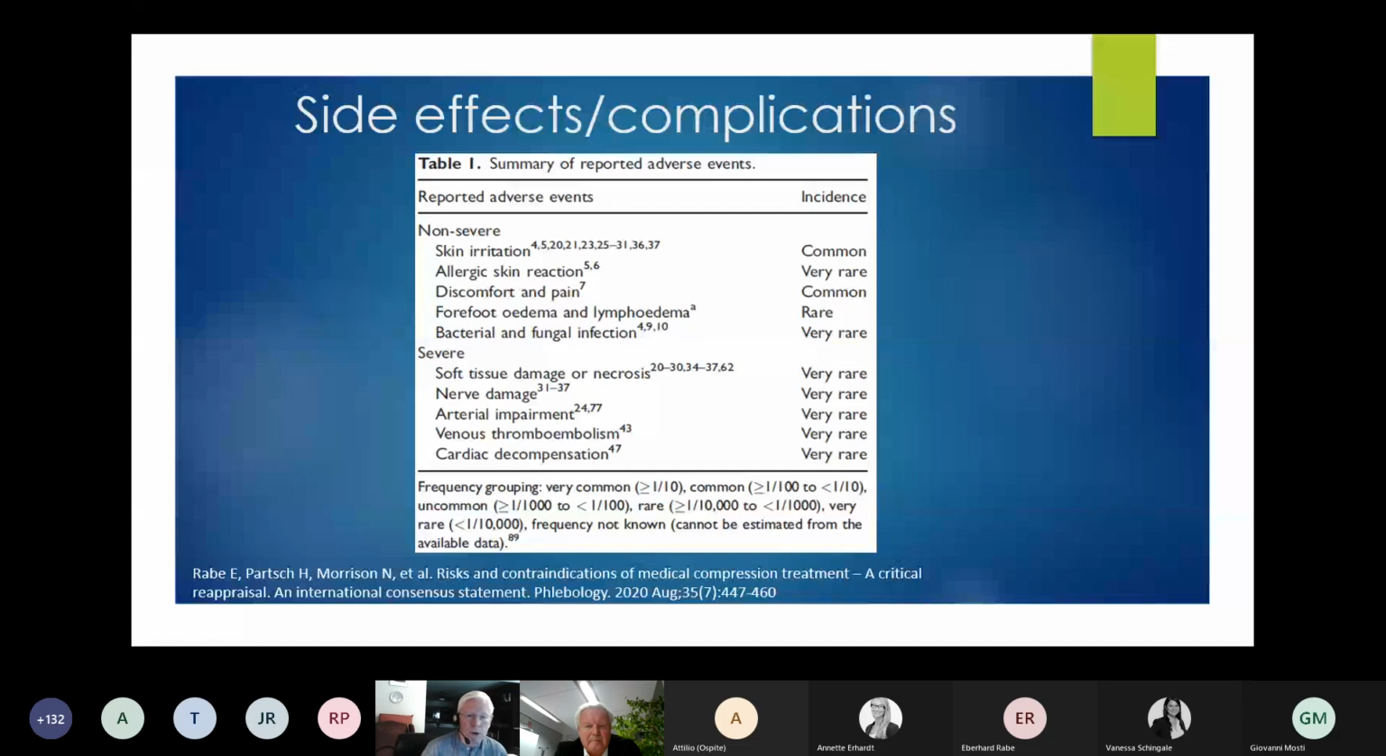Now, these are the side effects and complications that are generally attributed sometimes to compression therapy. And I think it's instructive to look at the bottom to identify and quantitate what is meant by very common, common, uncommon, rare, very rare, and a frequency not known. When I first saw this, it was presented to me by J.J. Gex, and I was surprised that my definitions of very common and common were not according to this calculation. So you can see that skin irritation and discomfort and pain are a common side effect. A rare side effect is distal edema, and then all the others are very rare: allergic reaction, bacterial fungal infections, soft tissue damage or necrosis, nerve damage, arterial impairment, venous thromboembolism, and cardiac decompensation. We'll speak to all of these as I go along.